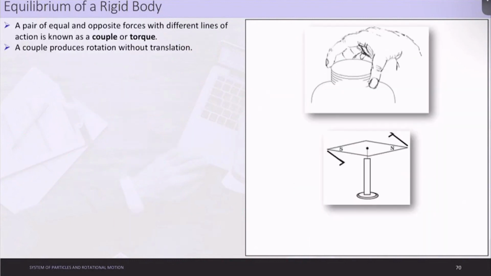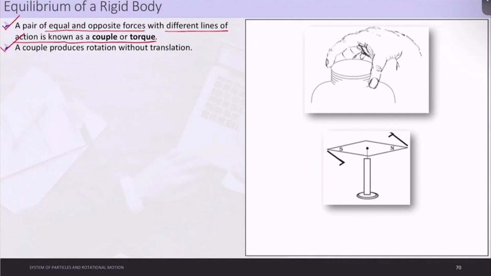Okay, fine. So that was a basic understanding I need to give to you. Now let us understand the concept which we studied just previously, which was basically a couple. So what is basically a definition? A clear definition is given to you about a couple. So a pair of equal and opposite forces. Please understand this. A pair of equal and opposite forces with different lines of action is known as couple or torque. Okay. A couple produces rotation without translation, right?